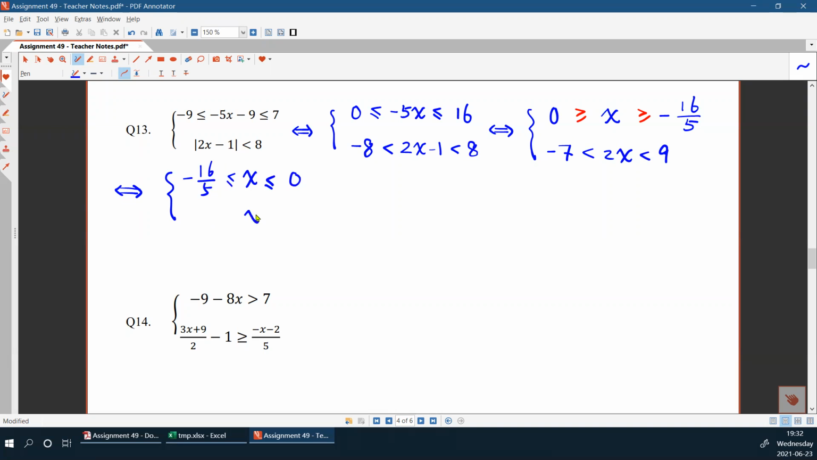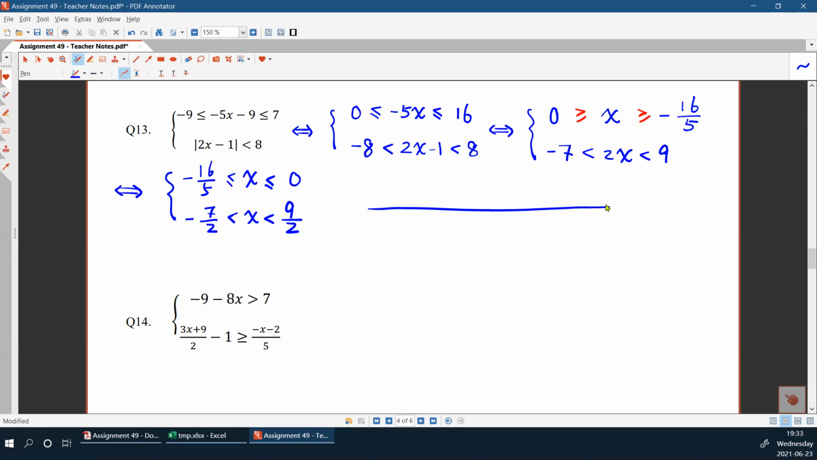Second, we can divide both sides with 2. 2 is positive, right? So we don't change the direction of the inequality symbols. So x should be larger than minus 7 over 2 and smaller than 9 over 2, right? Next, we need to combine these two solutions.